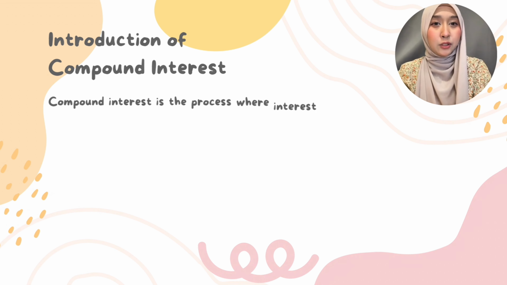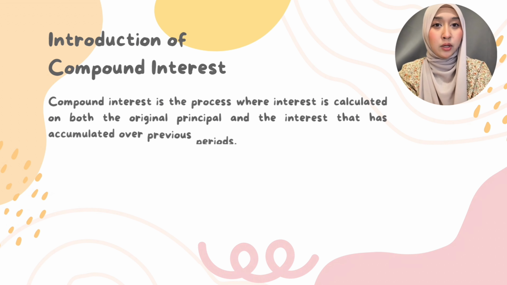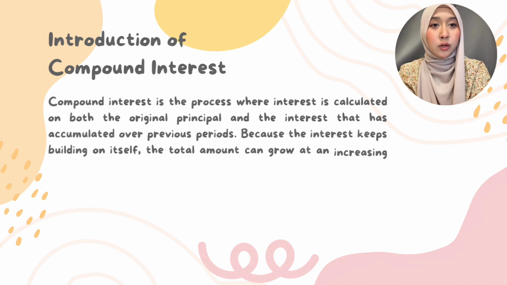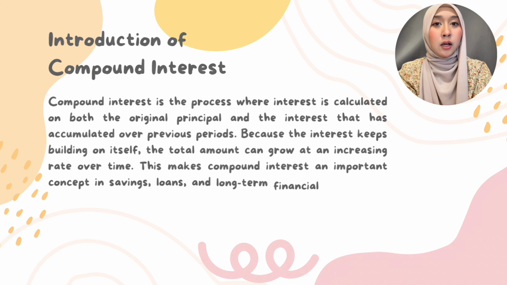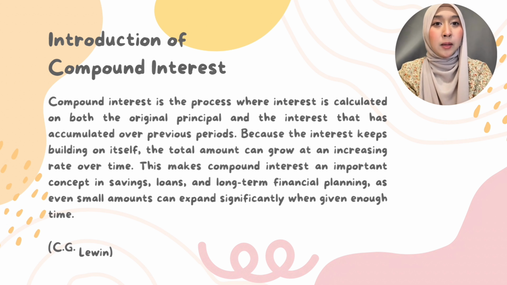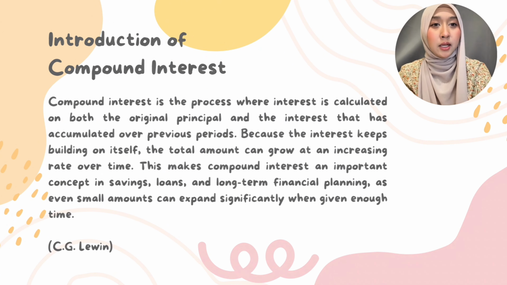Introduction of compound interest. Compound interest is a process where interest is calculated on both the original principal and the interest that has accumulated from the previous period. Because the interest keeps building on itself, the total amount can grow at an increasing rate over time. This makes compound interest an important concept in savings, loans and long-term financial planning, as even small amounts can expand significantly when given enough time.